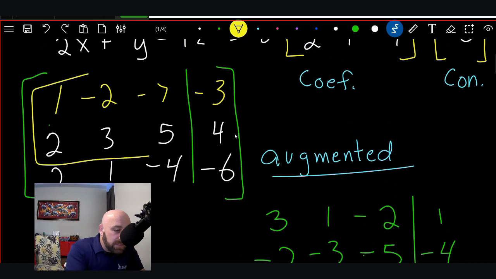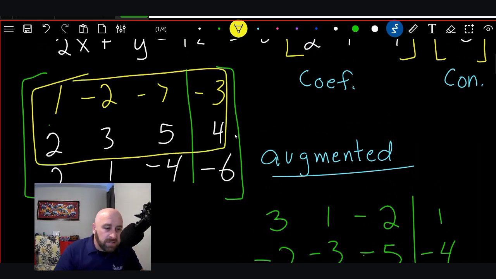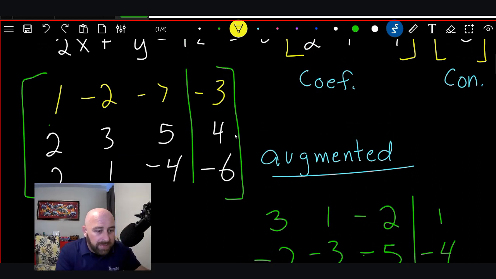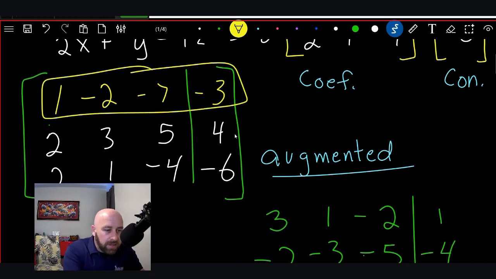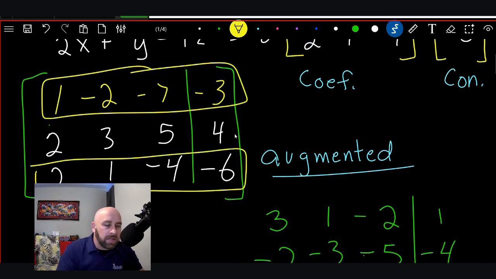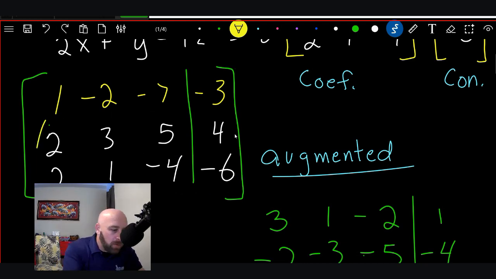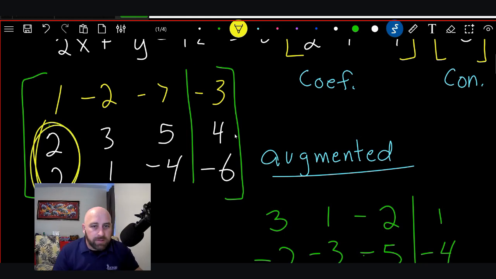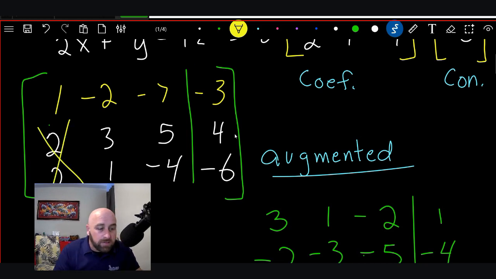So I want to take this right here. This would be 1 and 2. And then I also want to take this right here, 1 and 3, okay? And I want to take those and eliminate these cells, these elements right here. I want to get rid of those 2's. I want those to be zeros. In other words, I want to cancel those out.